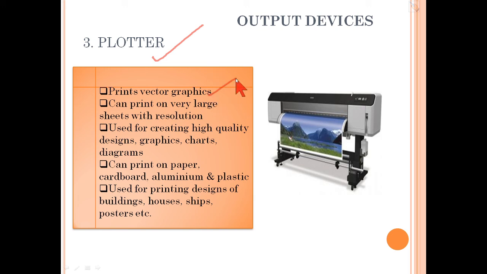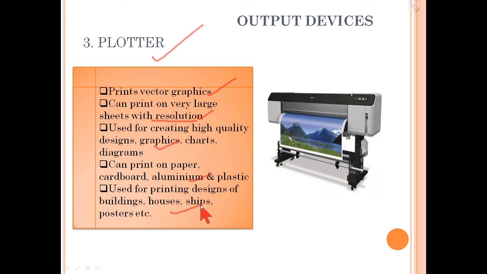It prints vector graphics and can print on very large sheets with high resolution. Resolution means when you increase the size, the clarity of the picture remains the same and does not change. It is used for creating high quality designs, graphics, charts and diagrams. It can print on paper, cardboard, aluminium and plastic, and is used for printing designs of buildings, houses, ships and posters.